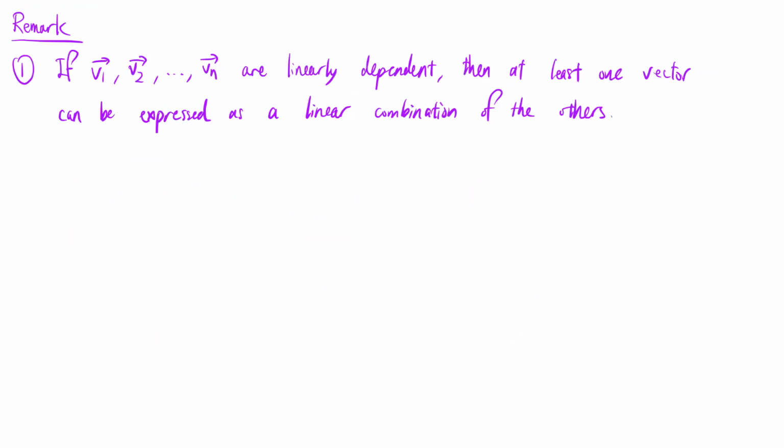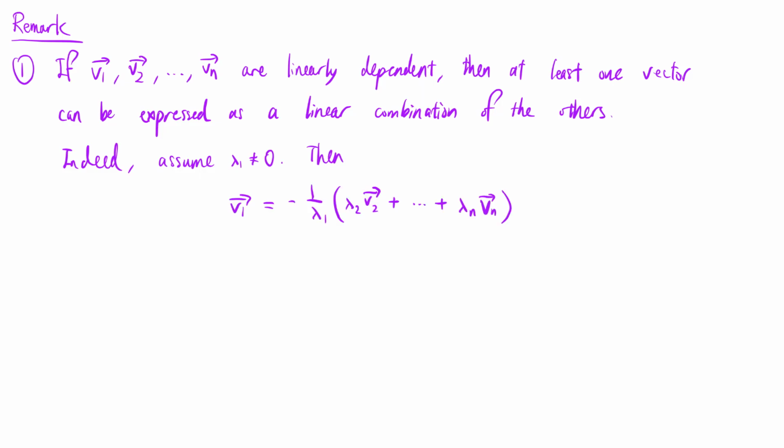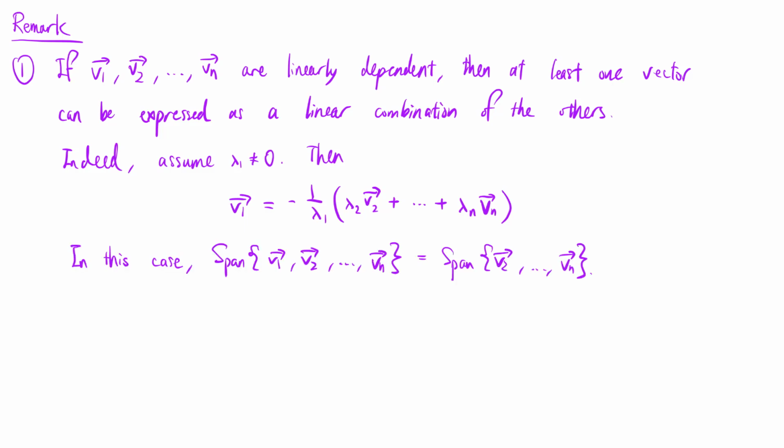Note that if v1, v2 up to vn are linearly dependent, then at least one vector can be expressed as a linear combination of the others. Indeed, assume λ1 is non-zero, then v1 equals negative 1 over λ1 times bracket λ2 times v2 plus up to λn times vn. In this case, the span of v1, v2 up to vn equals the span of v2 up to vn.